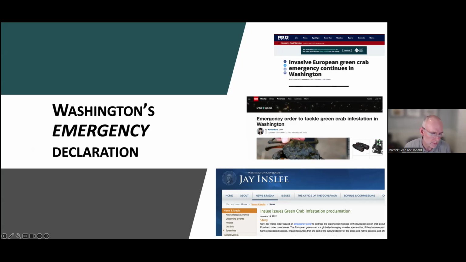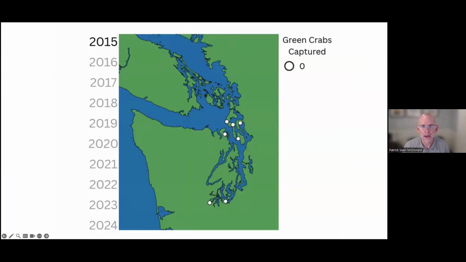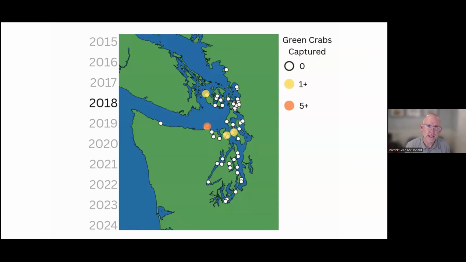We've also been doing a much better job of tracking the spread of the invasion. This graphic, I'm just going to let it play so you can see what's happened. All of the white dots on this map are our monitoring sites. And what you're seeing is the arrival of green crab in our inland waters and our detections and subsequent management of those areas over time.